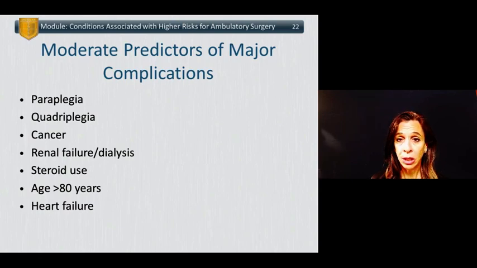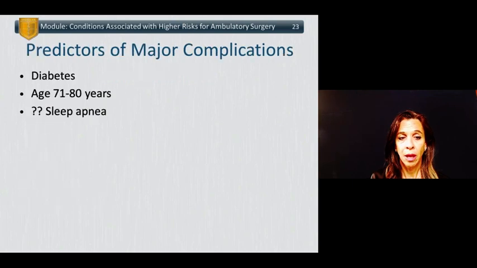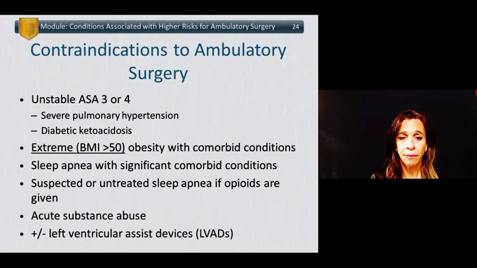Para or quadriplegia, cancer, renal failure or the need for dialysis, steroid use, age greater than 80 years, or a history of heart failure. And these were predictors of major complications that were less strongly predictive. Diabetes, age of 71 to 80 years of age, and possibly sleep apnea.